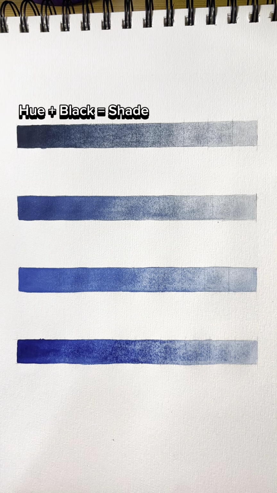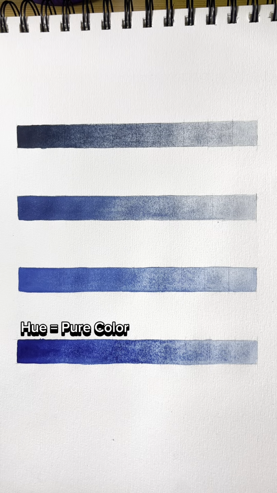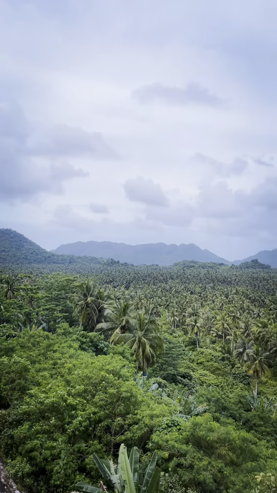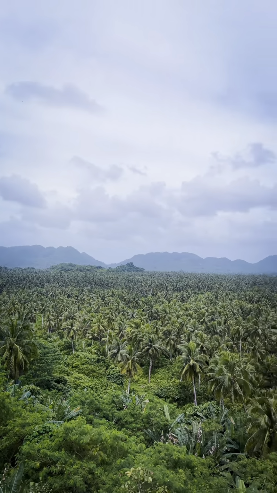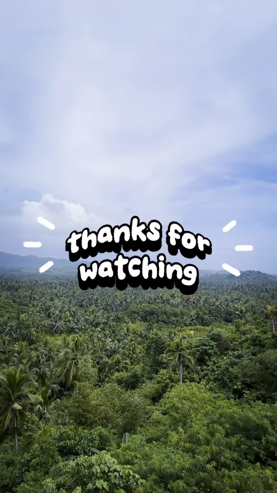Now, here are some simple ways to create a monochrome color scheme using just one color and changing its value. In part 2, we'll take what we learned about monochromatic value and apply it to create the illusion of depth using aerial or atmospheric perspective.